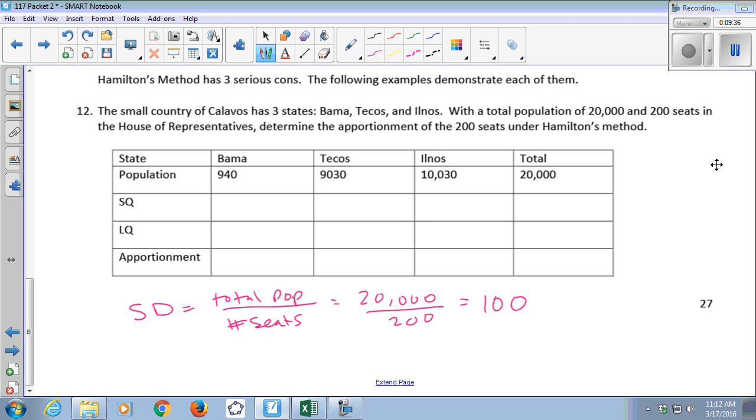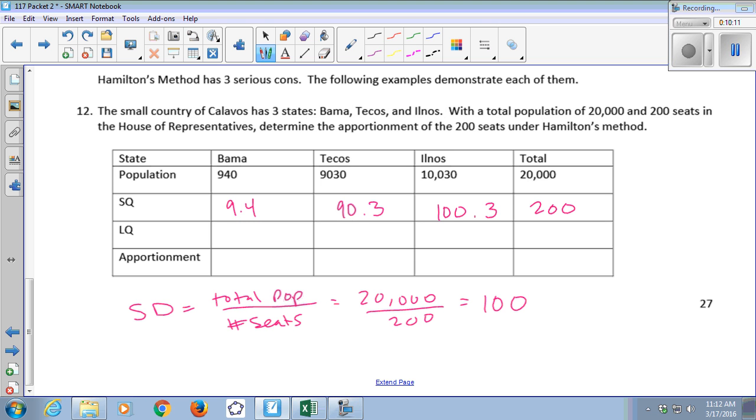Yes. 1% of the whole population is in the House of Representatives. Okay, so we calculate our standard quotas by dividing each state's population by our standard divisor. This is nice because I can do it in my head, dividing by 100, just move the decimal to the left, so I get 9.4, 90.3, and 100.3. Add those up, and I should get 200 seats. And I do.